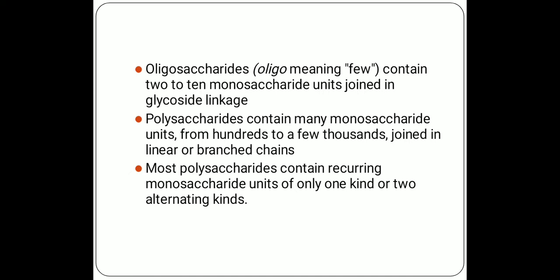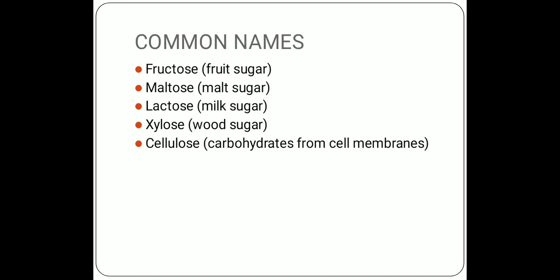Oligosaccharides, oligo means few, contain 2 to 10 monosaccharide units joined by glycosidic linkage. Polysaccharides contain many monosaccharide units, from hundreds to a few thousands, joined in linear or branched chains. Most polysaccharides contain recurring monosaccharide units of one kind or two alternating kinds.